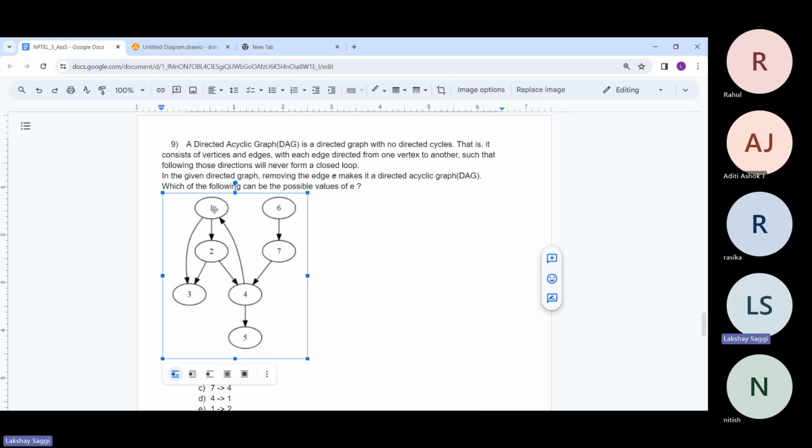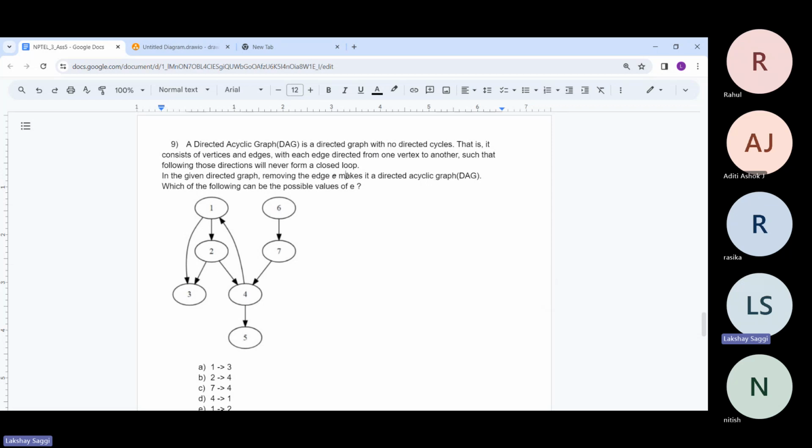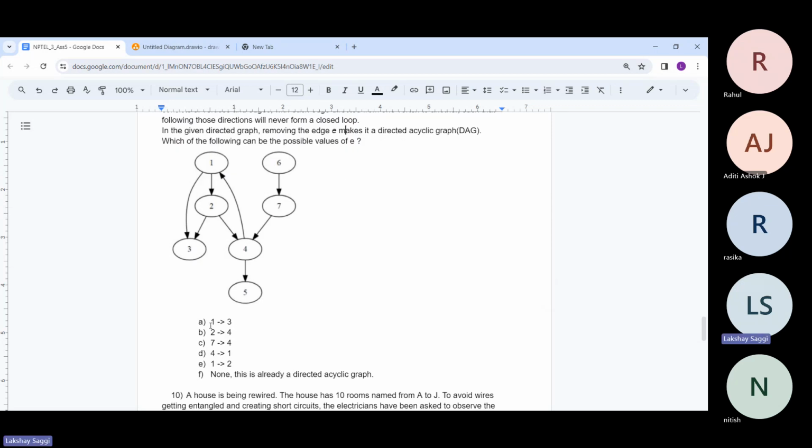So this cycle, 1 to 2, then 2 to 4, then 4 to 1, forms a cycle in the graph of length 3. Note that this is not an acyclic graph initially, but now we want to make it acyclic. And now we are given some options. The F option says that this is already a directed acyclic graph, so this F option is already incorrect.